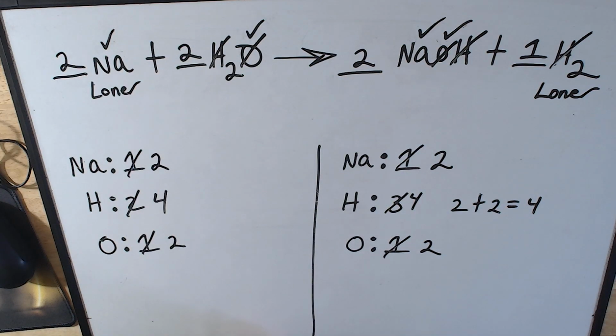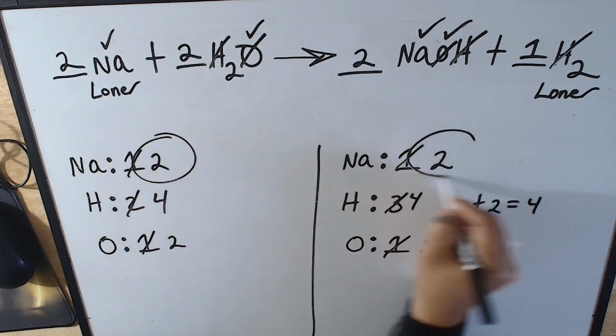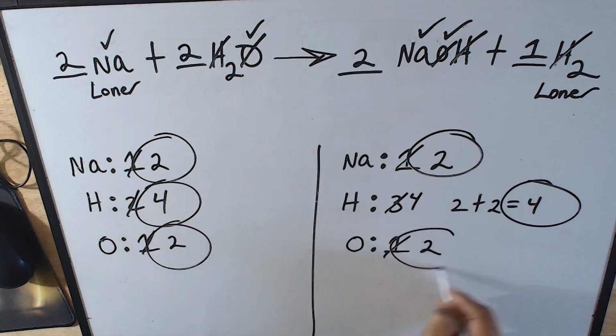And at that point, everything is balanced out. I have 2 and 2, 4 and 4, and then 2 and 2. So at this point, everything is balanced out.